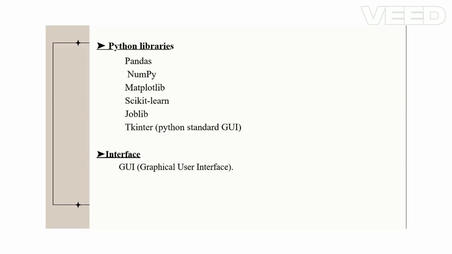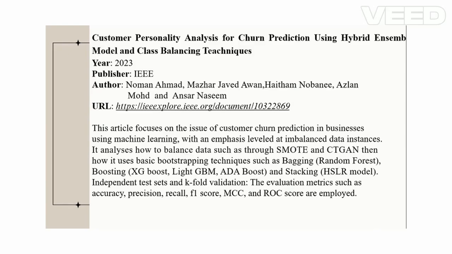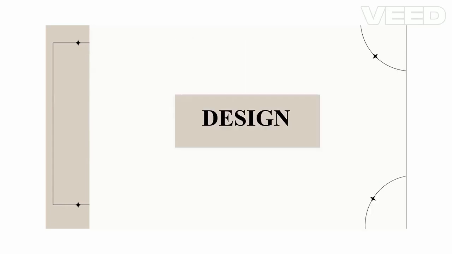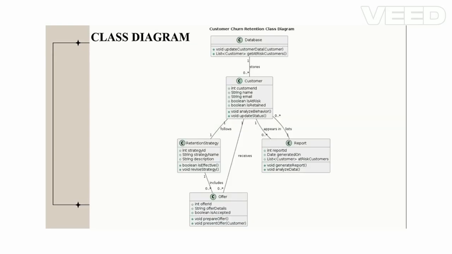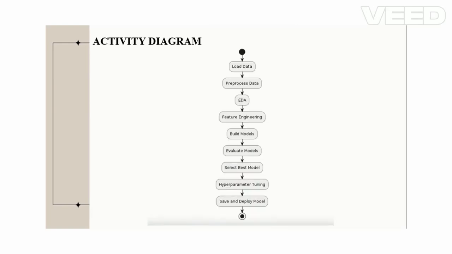The diagram shows various attributes related to our customers, including credit score, customer ID, balance, tenure, gender, age, years as a customer, whether they have a credit card or not, whether they are an active member, the country, and their estimated salary. The class diagram shows classes for managing customer retention. The database stores customers, customer tracks information, retention strategy defines strategies, offer provides special deals, and reports list at-risk customers. Methods include updating data, analyzing behavior, and generating reports to prevent customer churn.